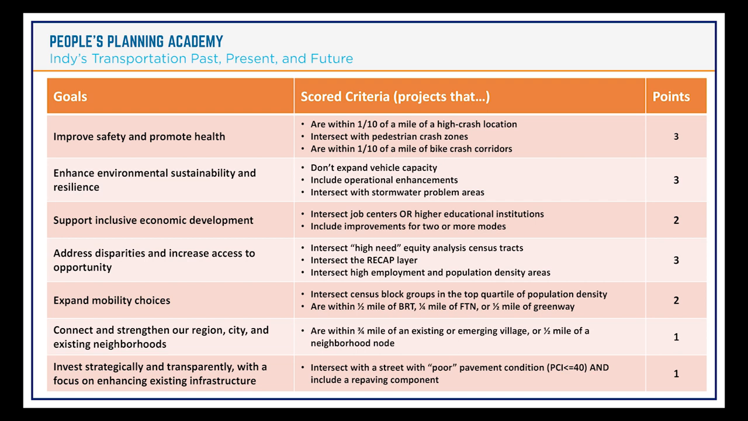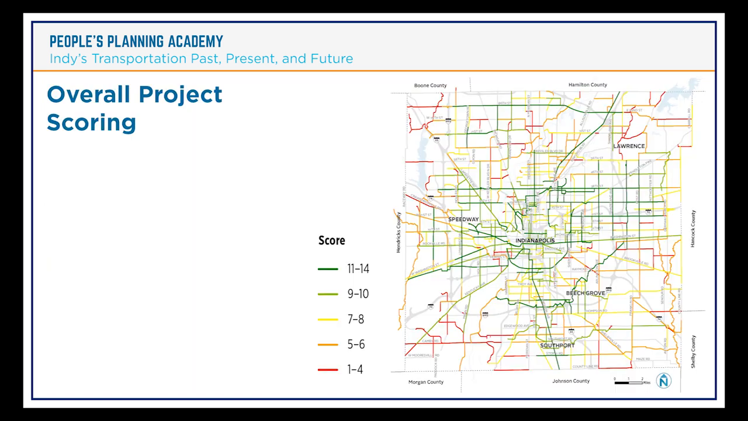And so safety and environmental sustainability really rank the highest in our system. And then when you map them out, each of those projects that we just showed you, this is what it looks like. And so the greener the project, the higher the priority in our system. The projects that are red and orange rank lower.